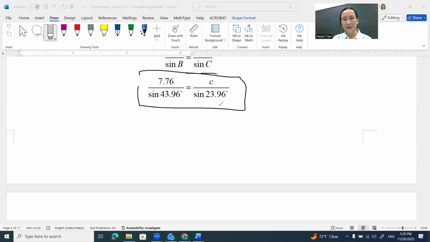C over sine capital C equals B over sine capital B. Okay, then we solve that equation for C.